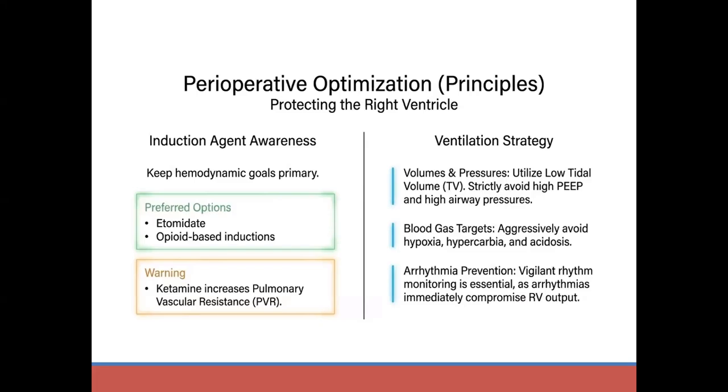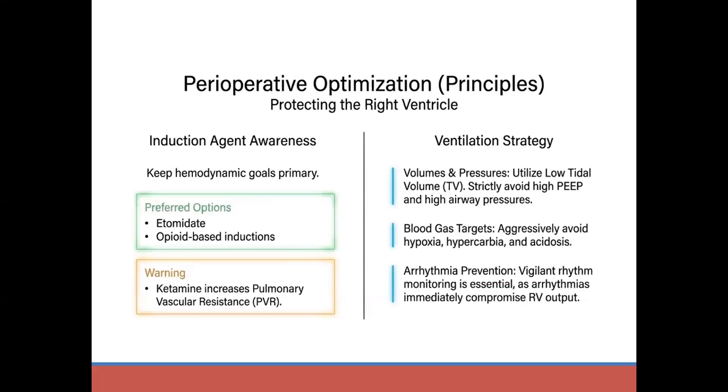RV can poorly handle high ventilatory pressures, high peak airway pressures. So be mindful when you're managing ventilation in these kinds of patients. Do serial blood gases. Why? So that you can pick up hypoxia, hypercarbia, and acidosis early, plus prevent arrhythmias in these cases.